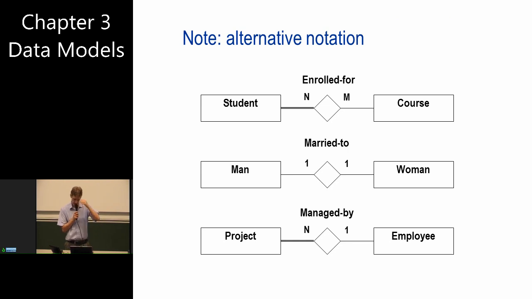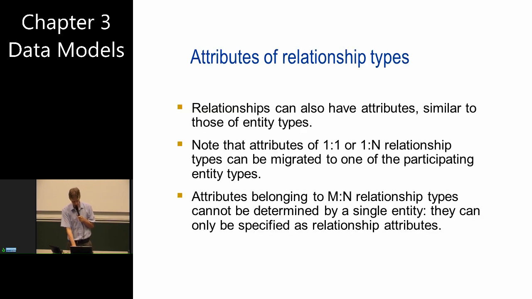There exists some alternative notation for relationship types. You can see that this is a notation where people only use the maximum cardinalities, and the minimum cardinalities are reflected by means of double lines. So I'm not a big fan of that, but if you would want to use that modeling notation in the assignment, that's fine by me.